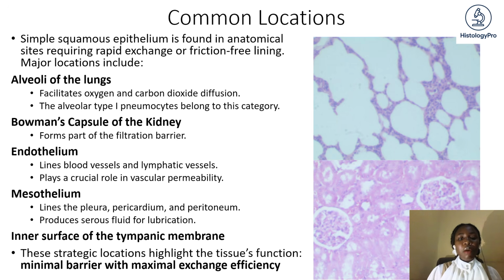In the kidney, it forms part of the Bowman capsule and contributes to blood filtration. As endothelium, it lines blood vessels and lymphatic vessels, and regulates vascular permeability. As mesothelium, it lines the pleura, the pericardium, and the peritoneum. This strategic location of simple squamous epithelium highlights the tissue's function, which is minimal barrier with maximum exchange efficiency.